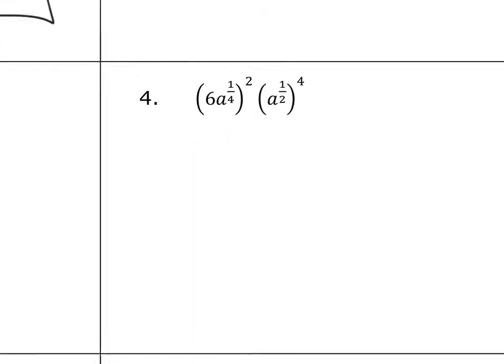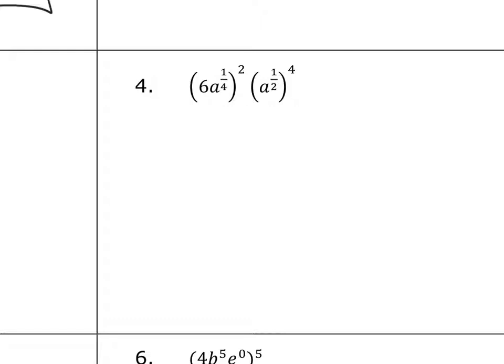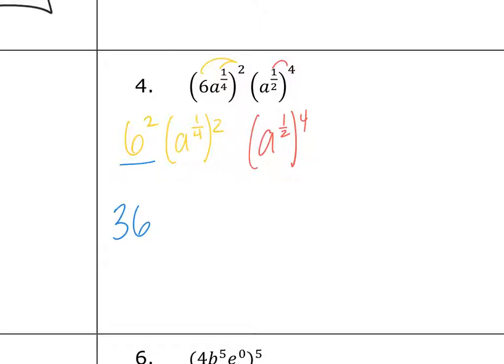Problem 4, I have a 2 that is going to be distributed and a 4 that's going to be distributed. Remember, with that 2, we have a big 6 and it gets a little 2. Make sure you're watching little things like that. A to the 1/4 gets a 2, and this one can stay just rewritten, but it's going to get a 4. So with my numbers, I have 6 squared, not 6 times 2, but 6 with a little 2. I put it in the calculator and I get 36.